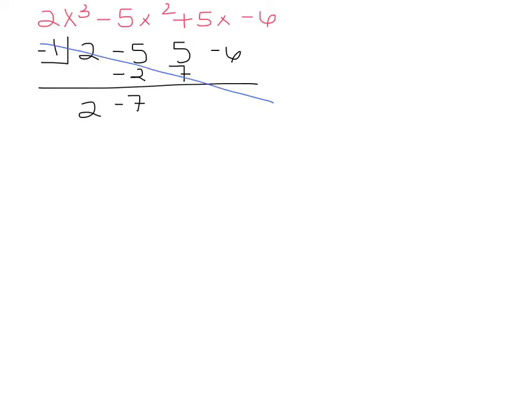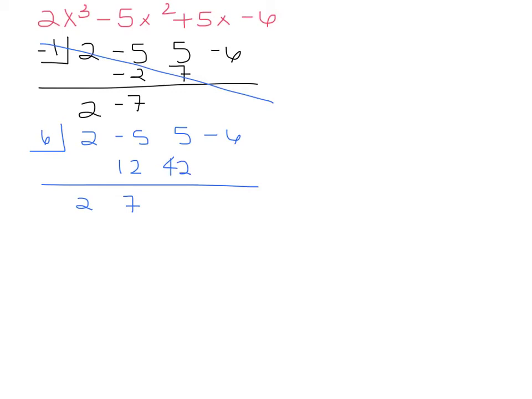Okay, so maybe try 6 now from the original p divided by q. So 2, negative 5, 5, negative 6. Okay, bring down the 2. And 6 times 2 gives me 12. 12 minus 5 gives me 7. 6 times 7 gives me 42, and again, I don't think that's going to get me anywhere close to the positive 6 to make it cancel out.